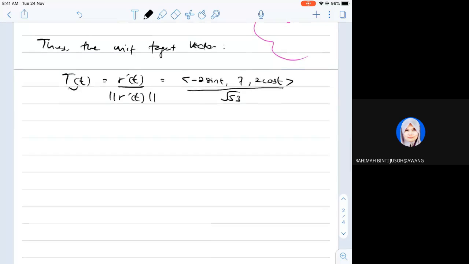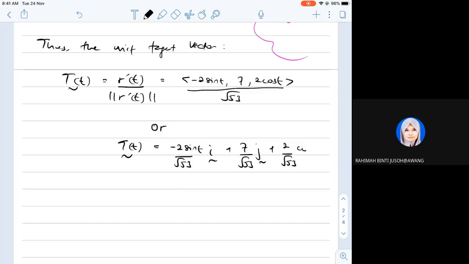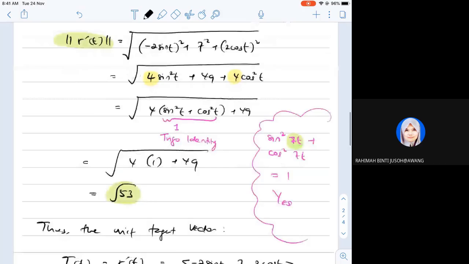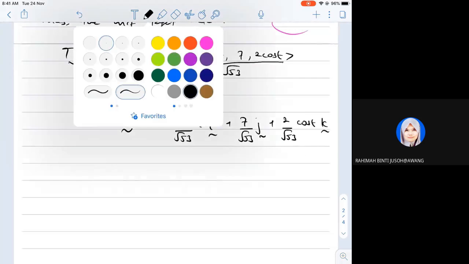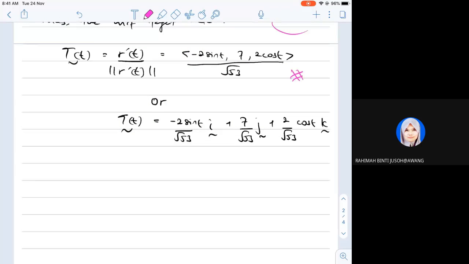Or you can also write your answer component by component in i, j, k. So we will have T equals negative 2 sin t over square root 53 i, plus 7 over square root 53 j, plus 2 over square root 53 cos t k. So yes, this is the answer. You can write your answer like this or like this. Both give the same meaning.